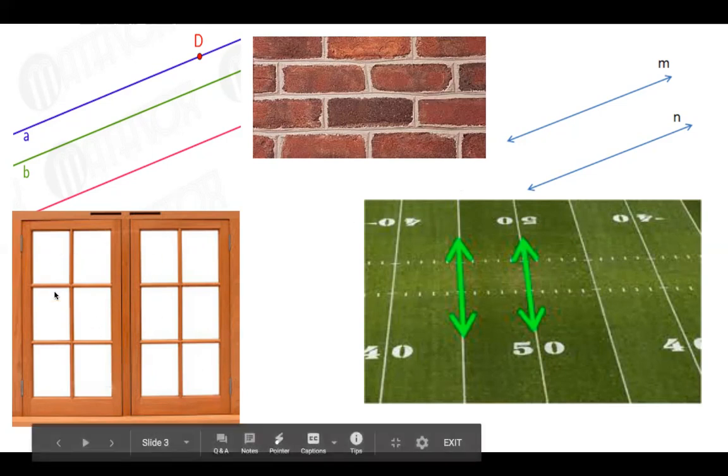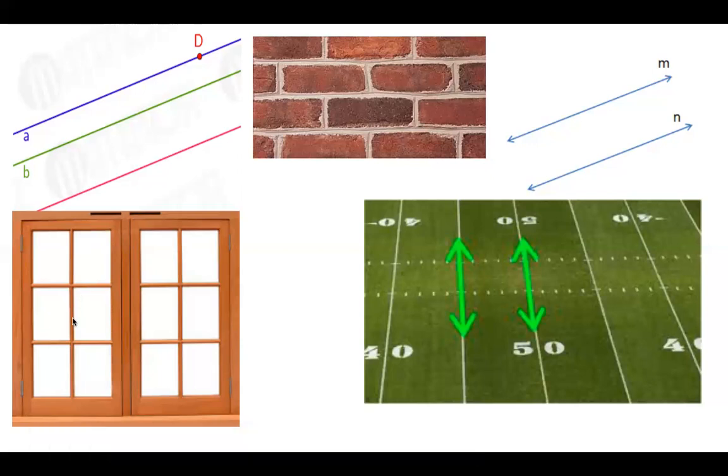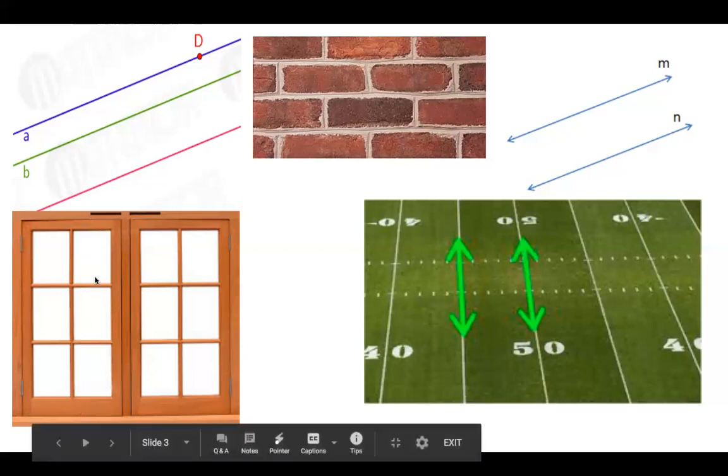If you look at this window, these two are parallel, or these two are parallel. This line and the bottom piece are parallel. And if you look at top and bottom, it's parallel. So basically this has four lines. 1, 2, 3, 4 lines. All right? In a football field, look at this. These two are parallel. The distance is the same everywhere.